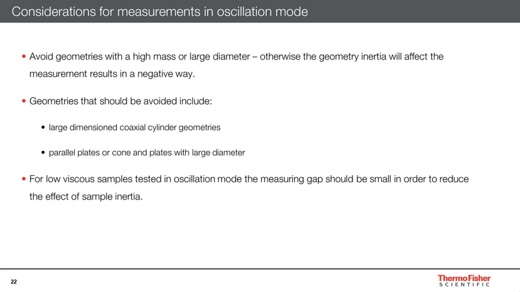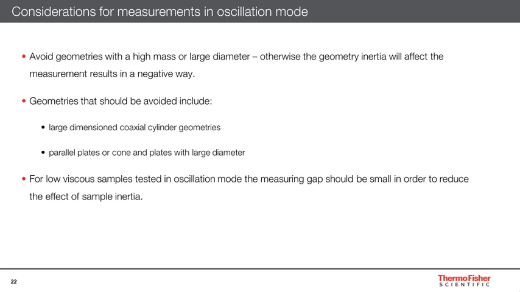When rheological tests are performed in oscillation mode, some other factors have to be considered when selecting the right measuring geometry. Measuring systems with heavy rotors should be avoided in order to minimize the negative effect of instrument inertia. These types of systems include coaxial cylinder geometries with a larger diameter and a heavy bob, and to a lower extent also parallel plates and cone and plate setups with larger diameters.